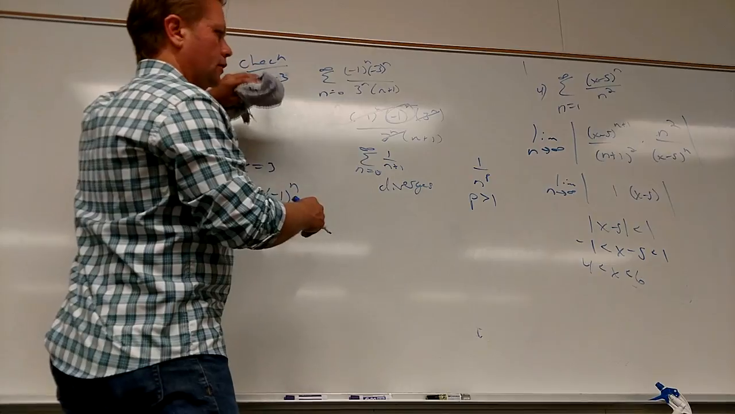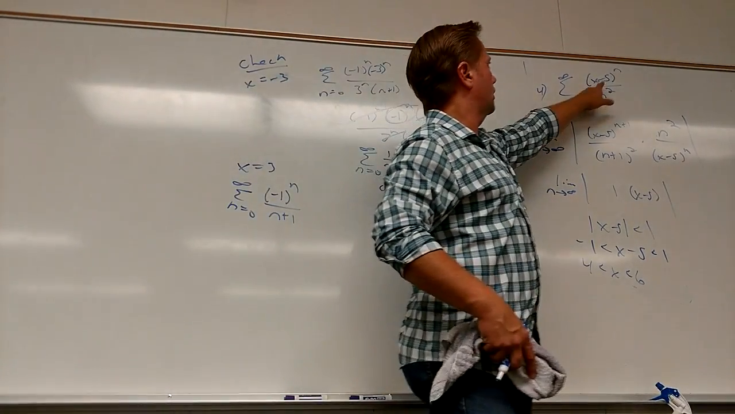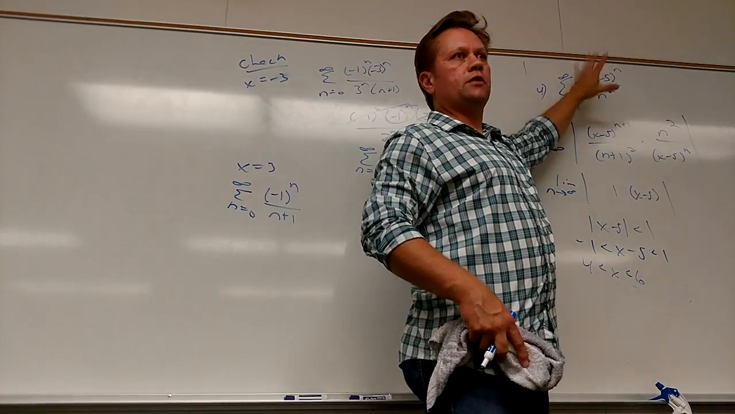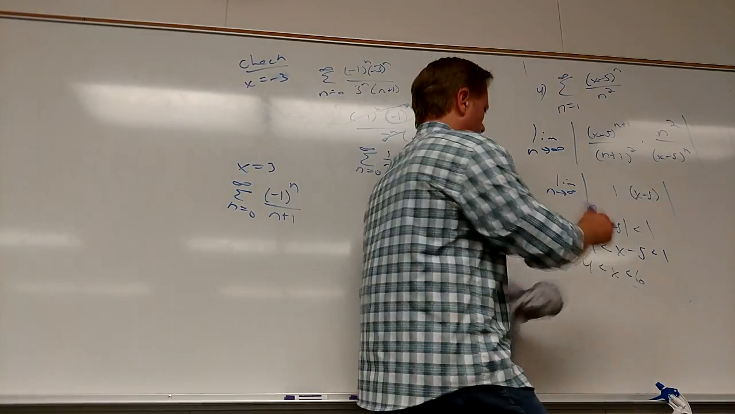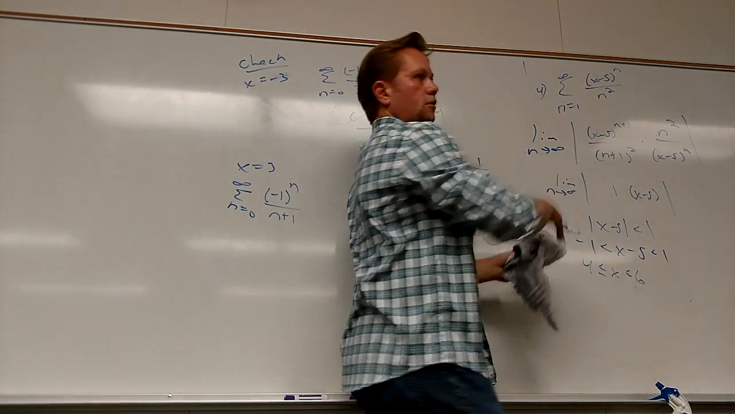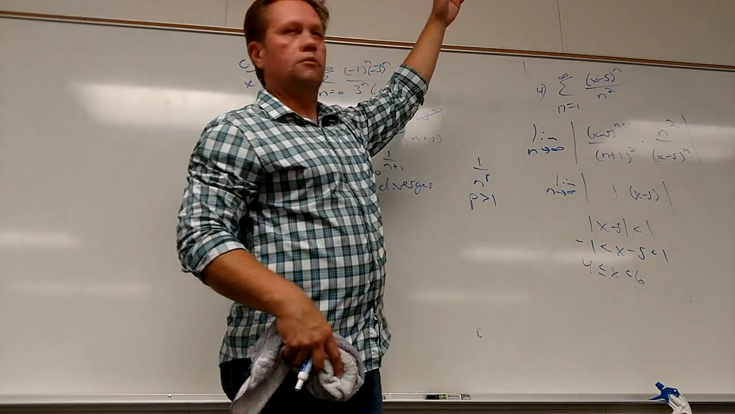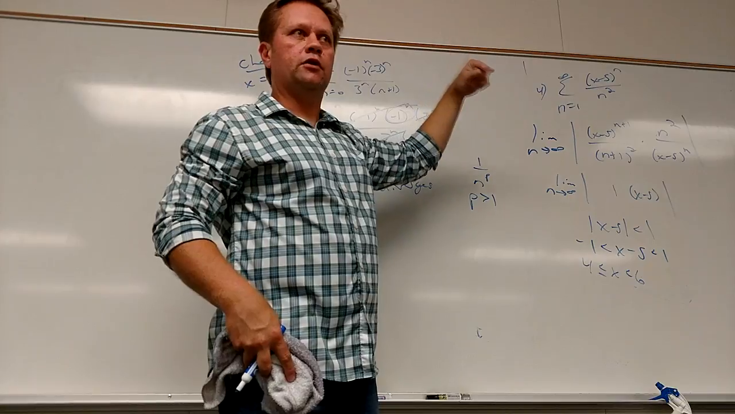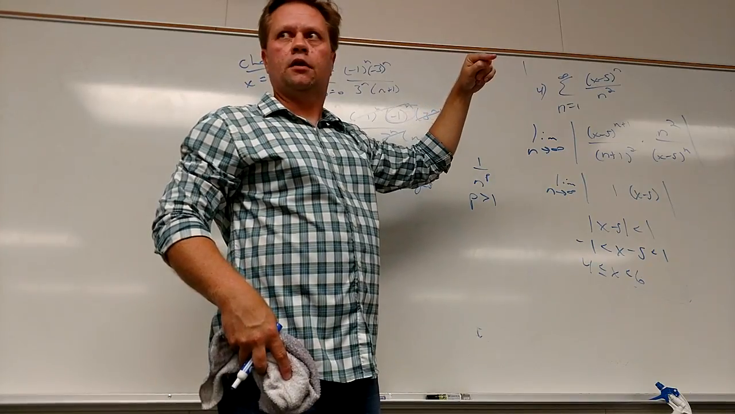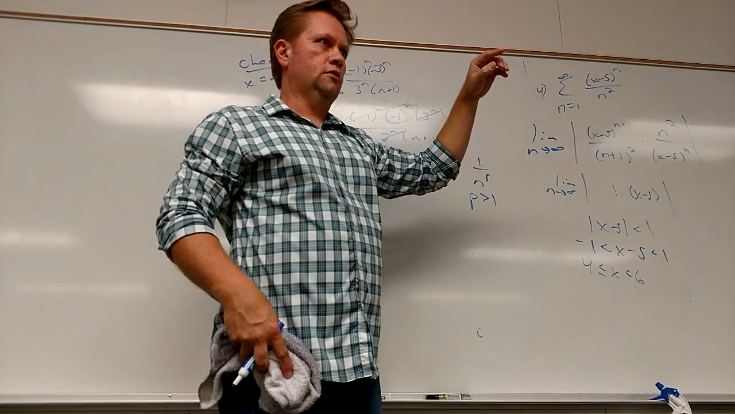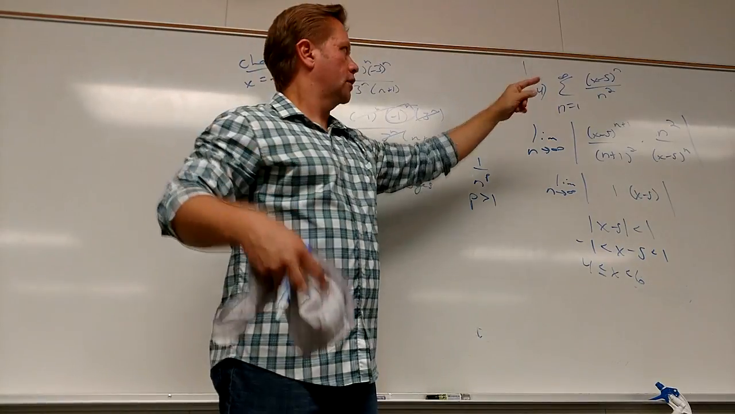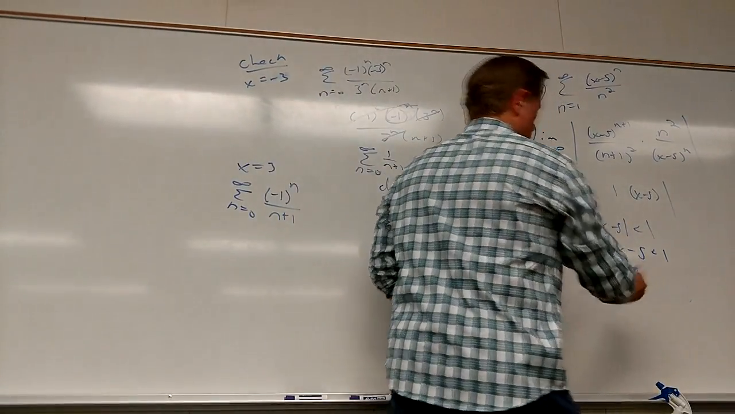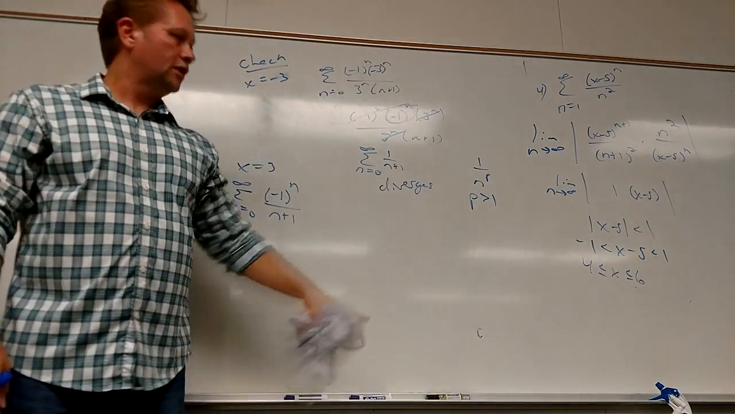So when you plug a 4 in, you get negative 1 to the n, alternating. 1 over n squared goes to 0, so that's convergent, right? When you plug a 6 in, you get 1 to the n, which is 1 over n squared. 1 over n squared is a convergent p series. So that's going to converge also. So the interval is 4 to 6.